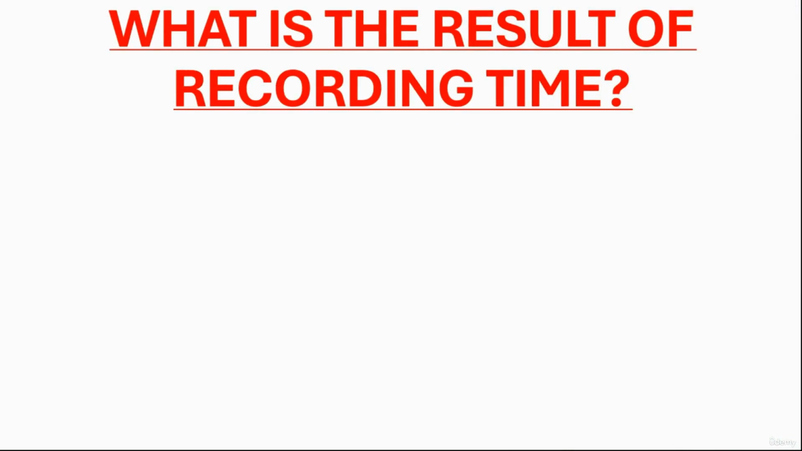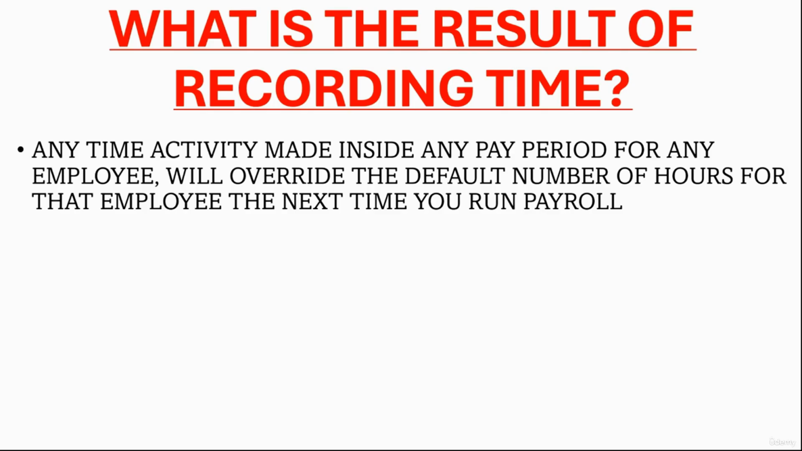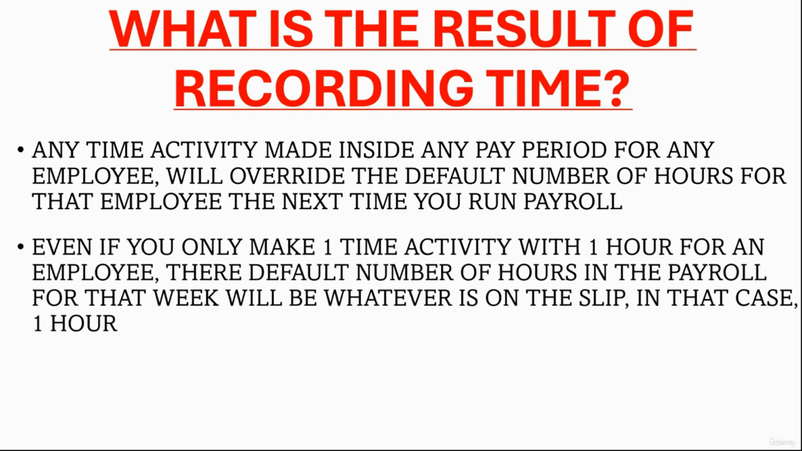They have their own specific reports that we will open up and look at after filling out the single time activities. Now, what is the result of just recording the time, not paying the workers from the time, just recording the time slips? Any time activity made inside any pay period for any employee will override the default number of hours for that employee the next time you run payroll.